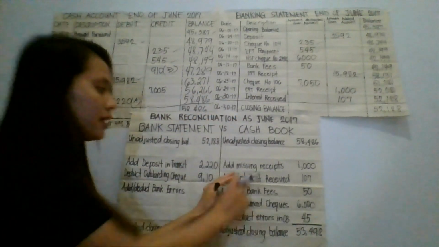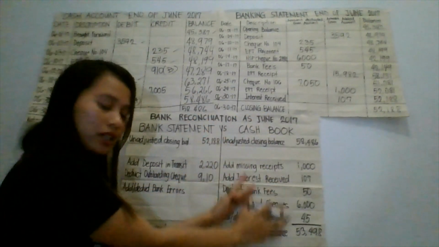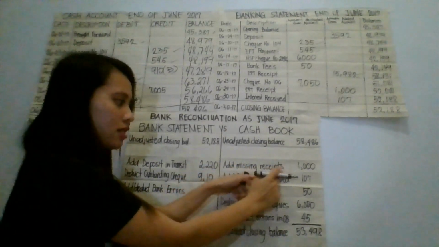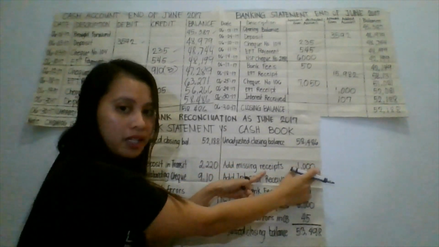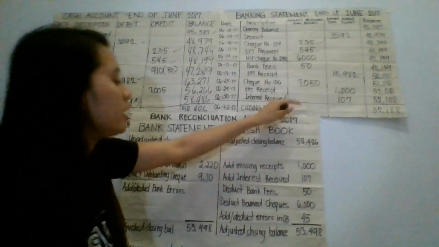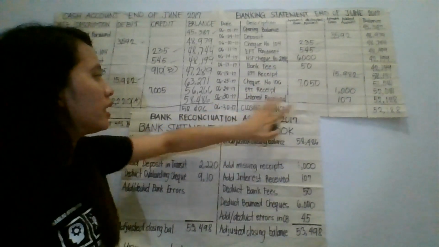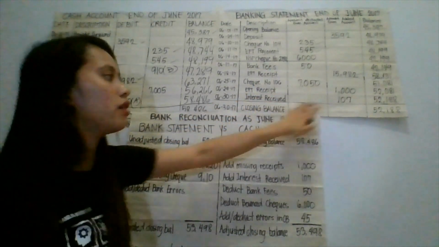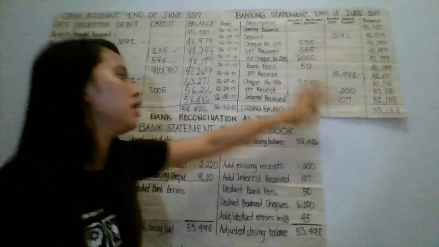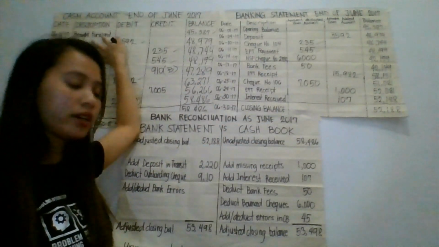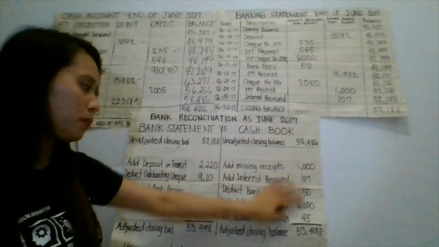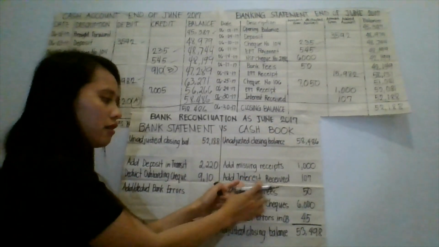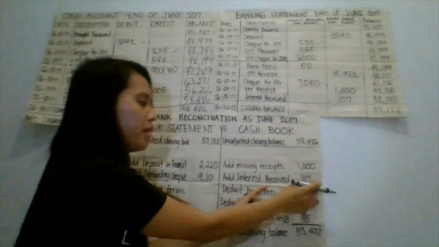So you're going to place that here in the column of the cash book. We have the add missing receipt of 1,000 pesos. Now, another thing, we have the interest received of 107 pesos recorded here but not recorded in the cash book, so place it in the cash book. Add the interest received of 107 pesos.